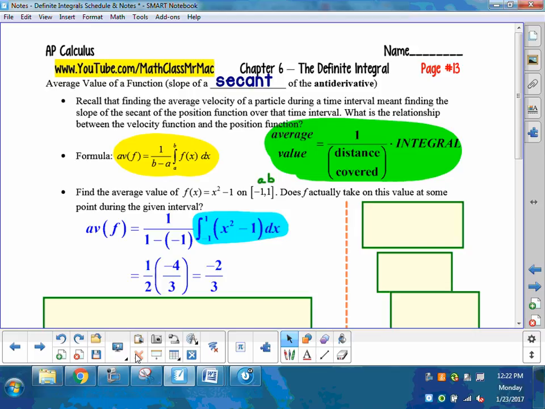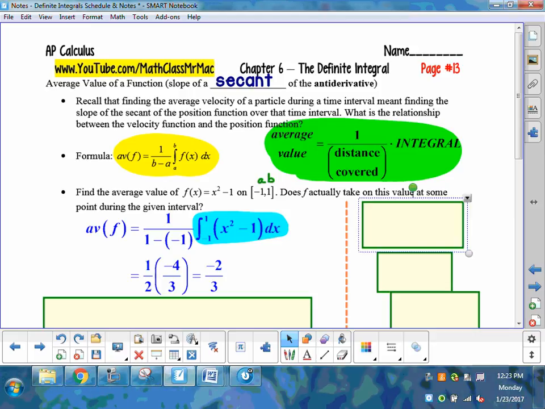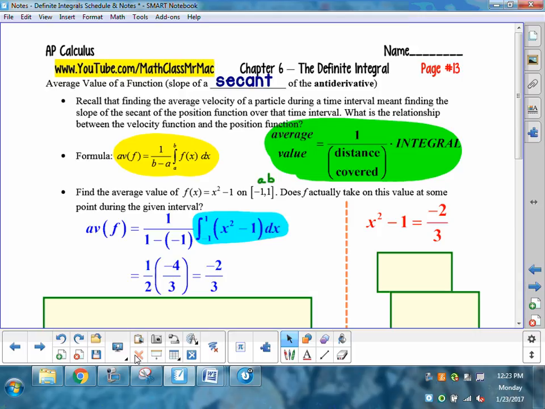Now, the question is, does the function take on the value at some point in that interval? How can you answer that part? Does the function take on that value at some point during the interval? How could you find out? Set the function equal to -2/3. So go into your calculators right now. Let's solve this out. This should be very, very quick.